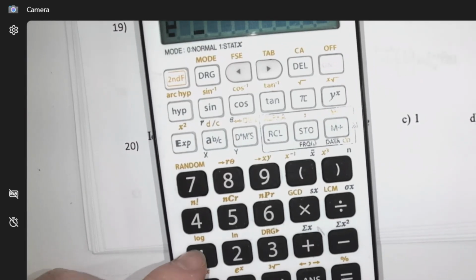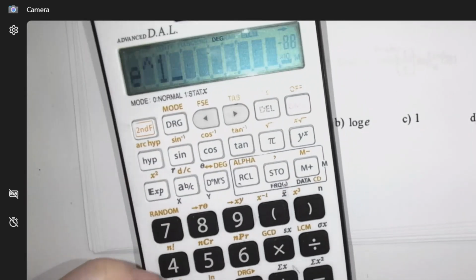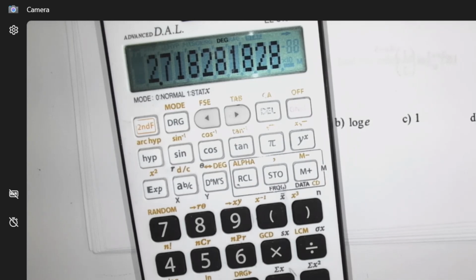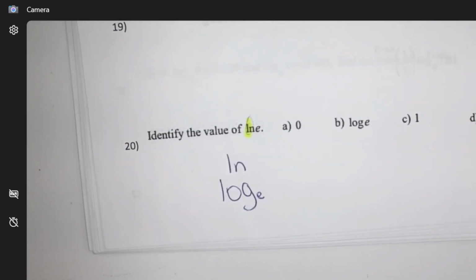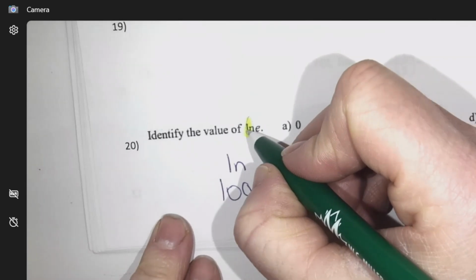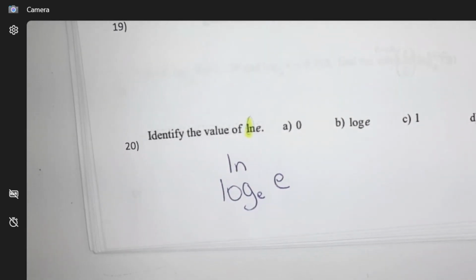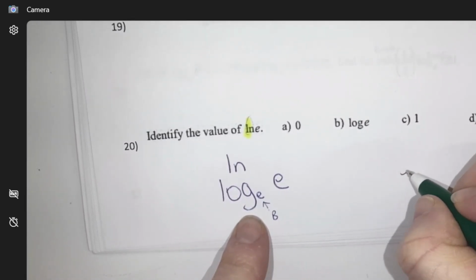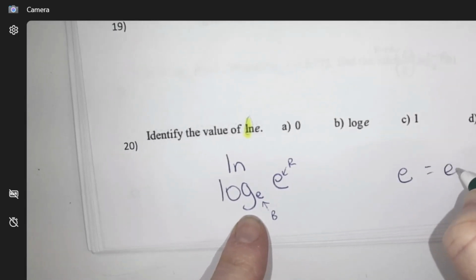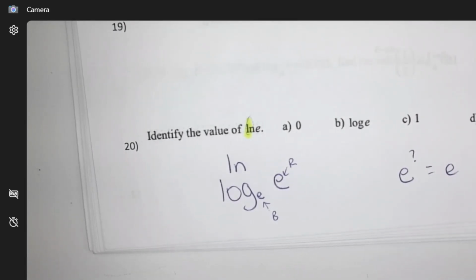So there's my e button, so e to the 1. The number for e is 2.7-ish. So it gets used in life with like bacteria growth, population growth. So it's a natural exponential number in life. Okay, so I'm going to replace ln with log e. And then there was an e. Okay, so what does your brain do? What's the exponent that makes that happen? So if the base was e and the result was e, what's the exponent that made that happen? 1.